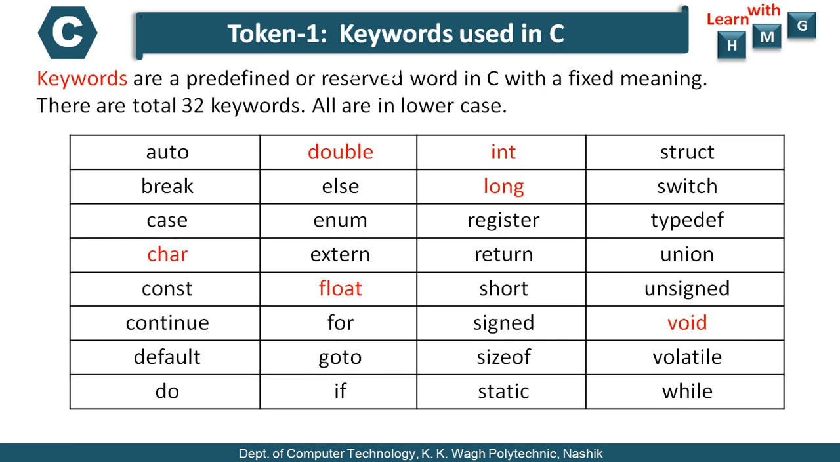This is a list of various keywords, and they are alphabetically arranged. For example, auto, break, char, do, else, double, float, goto, register, int, void, volatile, while, struct, switch, sizeof, return, etc. All these are keywords, and out of these, the red color marked keywords are the data types. All these keywords are defined with a specific fixed meaning, and they are used for that specific purpose only, and you cannot use these keywords for another purpose.